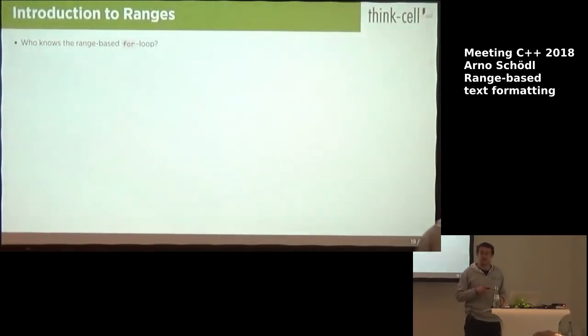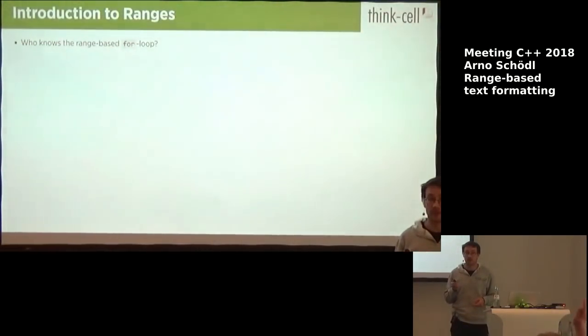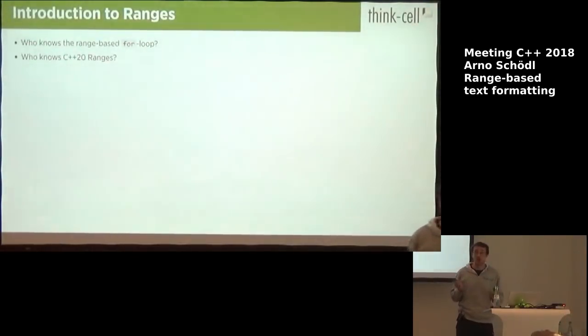Now, first of all, a few questions about ranges. Who knows the range-based for loop? All the hands go up. Not all of them. Who knows the C++20 ranges? They have just been voted into the standard. We are going to get ranges in C++20. And there is an extension, the range-v3 library. That's where really the C++20 standardization came out of. That's Eric Niebler's range-v3 library. Anyone familiar? Yep, a few.